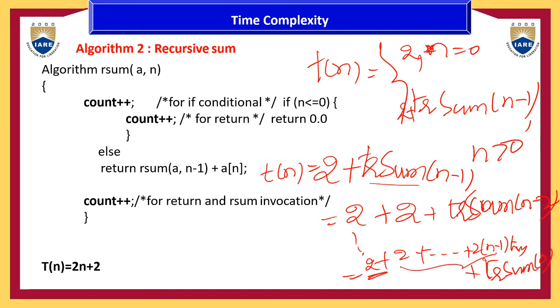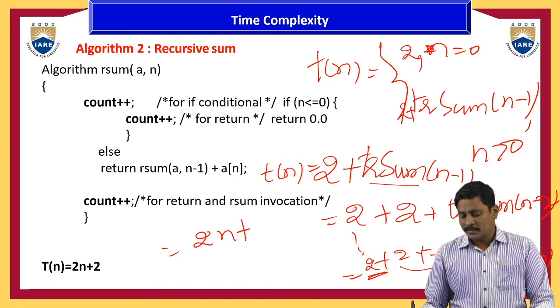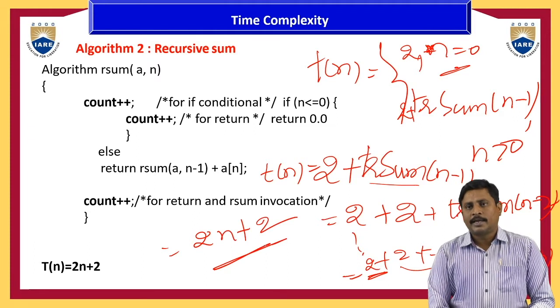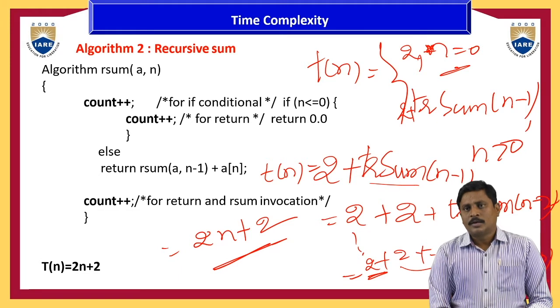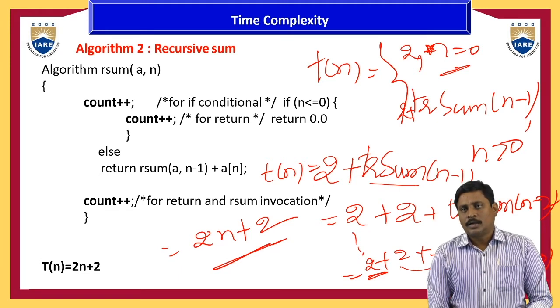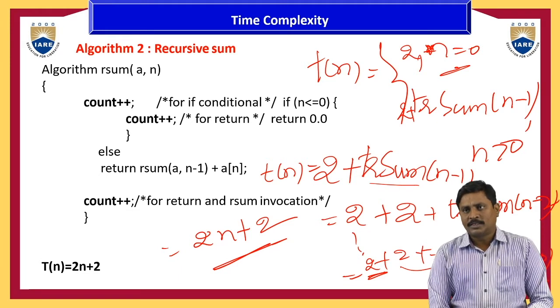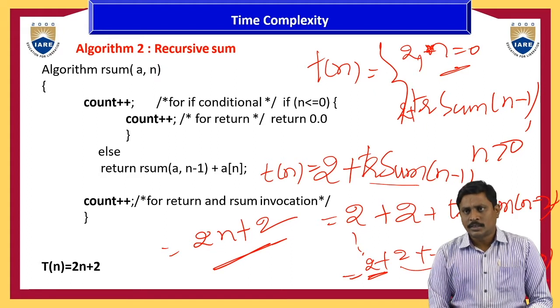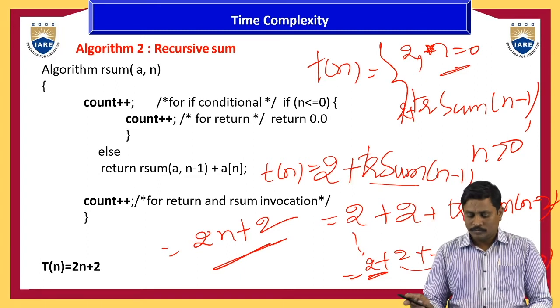So this is n times 2, n minus 1 times plus 1 time, n times 2n plus TR sum of 0 value is how much here? 2, 2n plus 2. So in this way, we calculate the time complexity of this recursive sum algorithm by using this method, T of n equal to 2 plus TR sum of n minus 1. It is an iterative method. Using this iterative method, iteratively we substitute all these values and finally we find the time complexity value. That time complexity value is 2n plus 2.